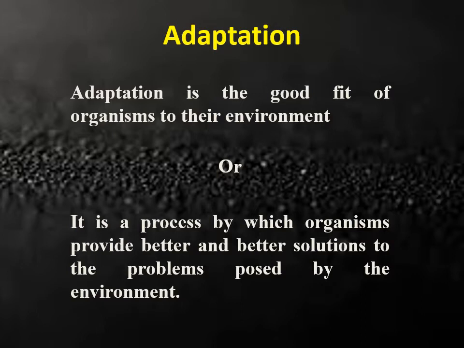So this is the main idea proposed by Darwin: whichever organism is fit for the environment, that means they are well adapted, and for that, the problems imposed by the environment are solved by an organism in a better way, in an easier way, and that particular organism is able to find that solution. That is why that organism is able to survive in that condition. That means the organism is adapted.